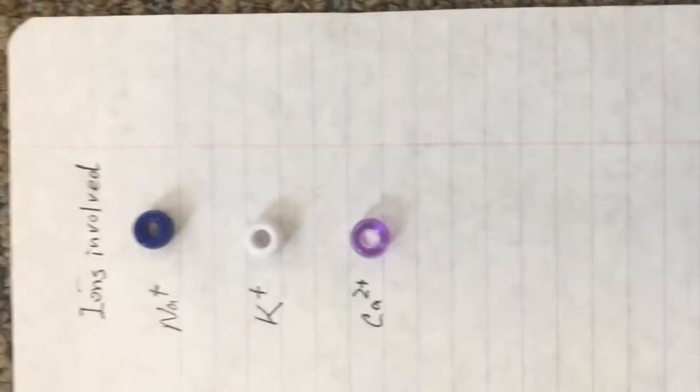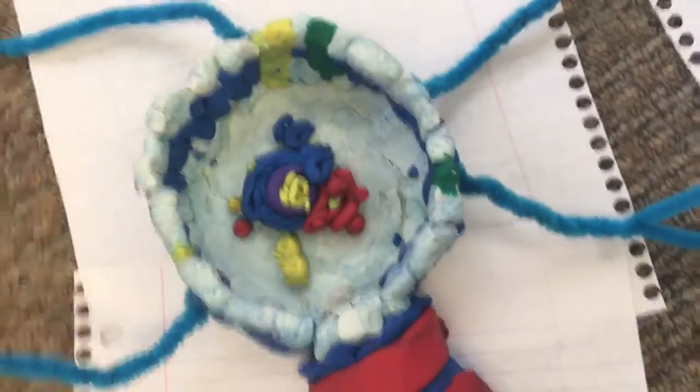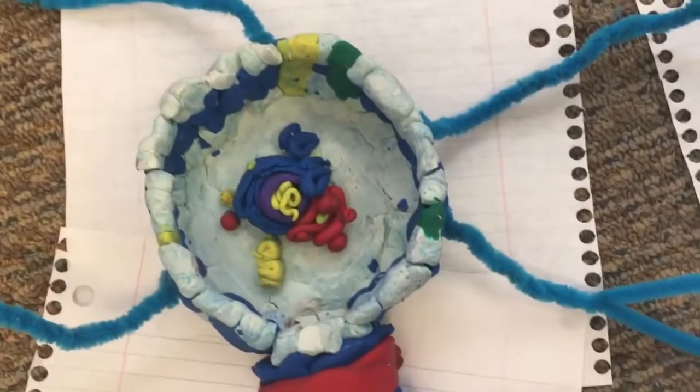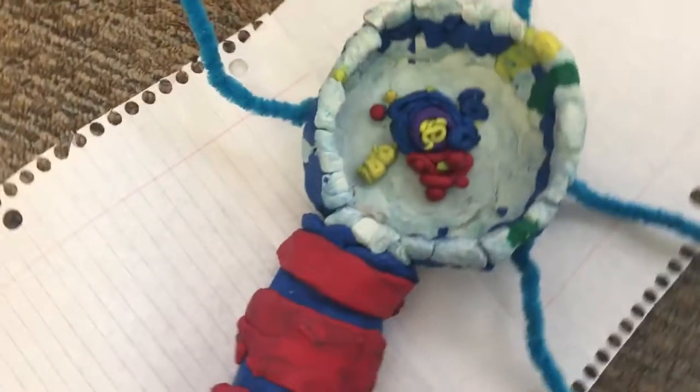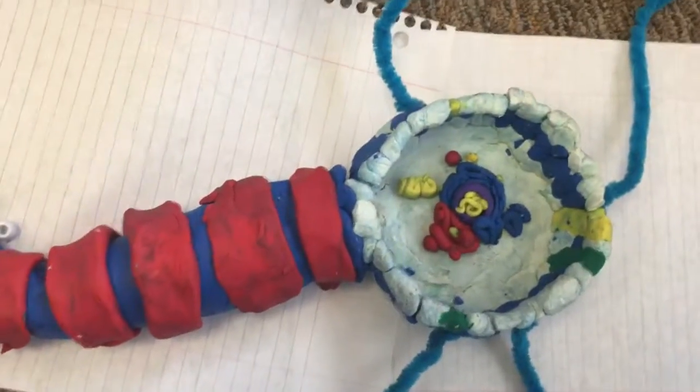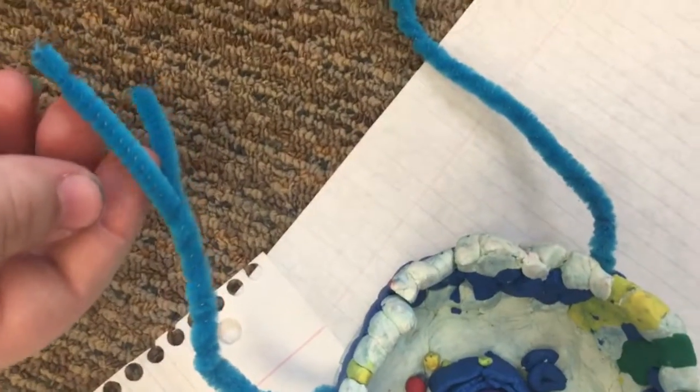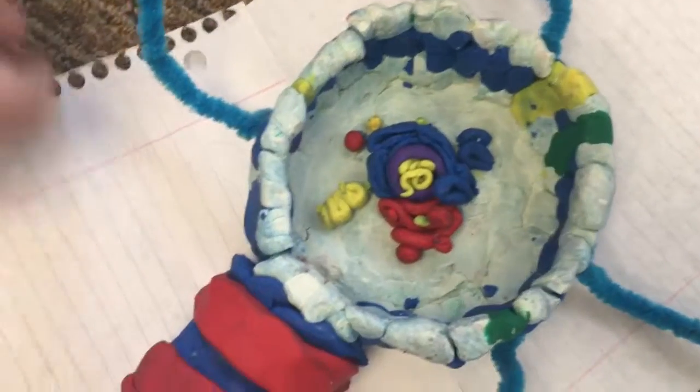This is a neuron, or a nerve cell. It sends messages throughout the body. At the top of the neuron are extensions called dendrites. They receive messages. Then the cell body, which holds all the organelles.